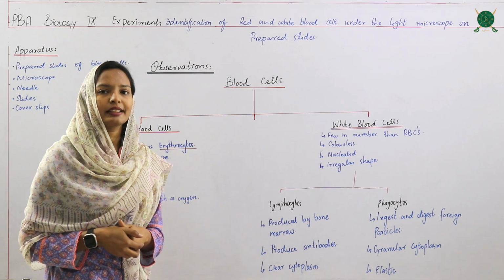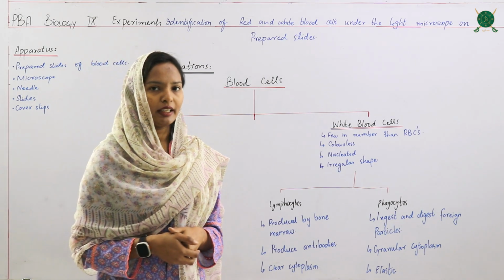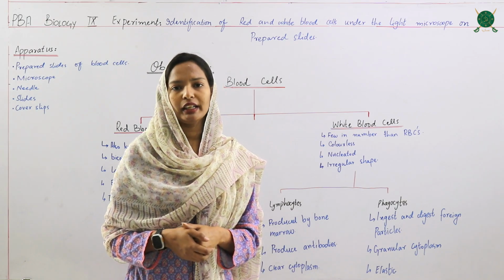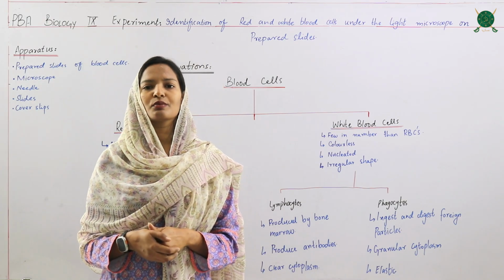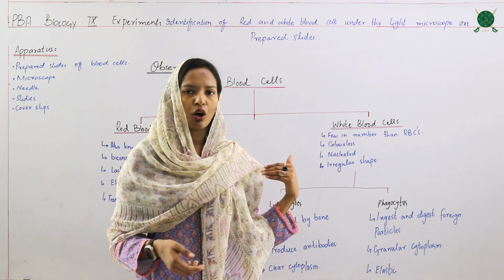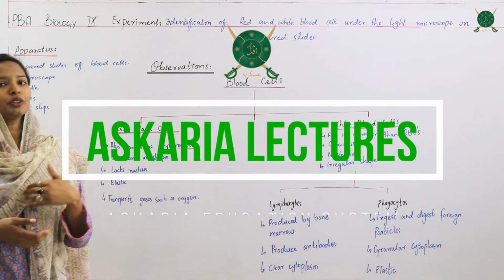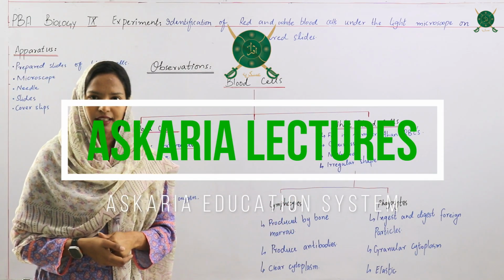Phagocytes and lymphocytes collectively make up the immune system of the human body, and they protect the human body against invading microorganisms which cause specific diseases. So this is all about the human blood, in which you have observed the two basic types of blood cells. Thank you.